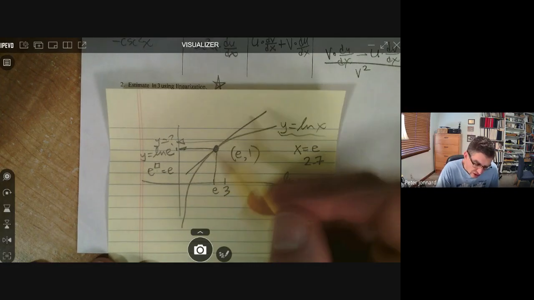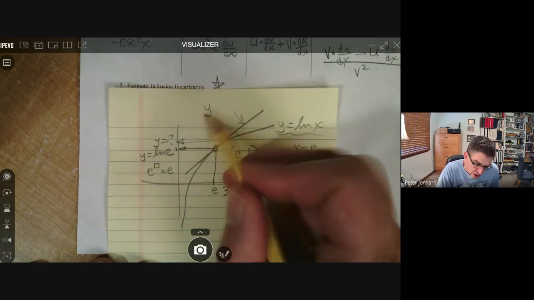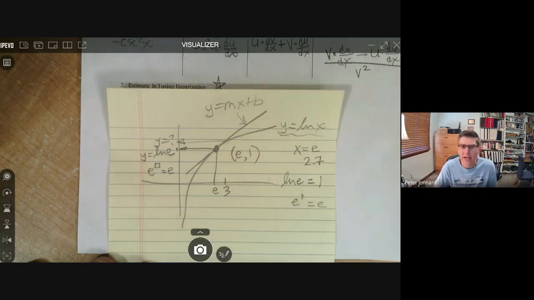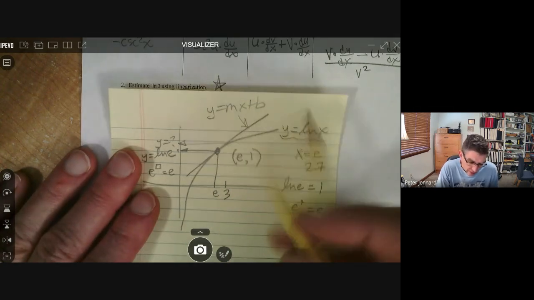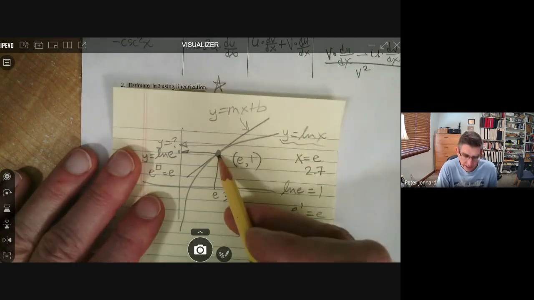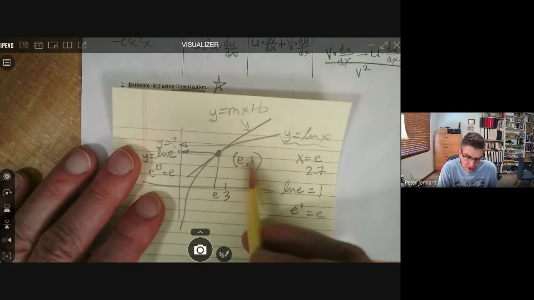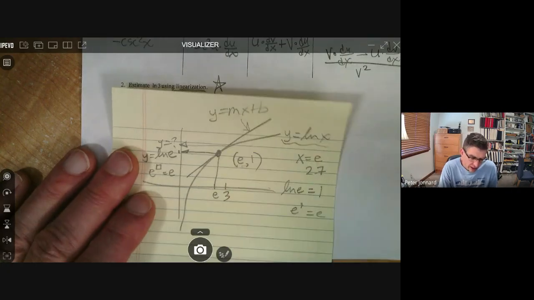So all we really need to do is figure out the equation of this line, and we're set. To get the equation of a line, all you need to know is the slope and one point on the line, and we have that. So we have one point on the line. We just need to get the slope. But we already talked about this.